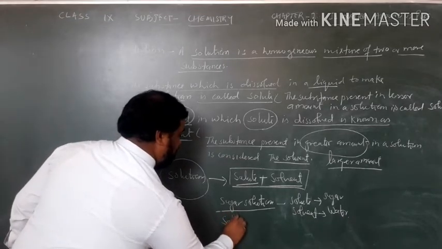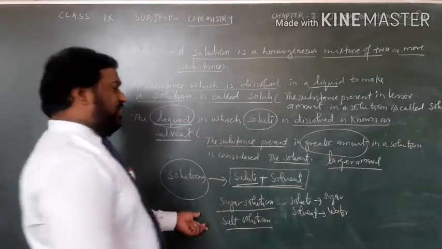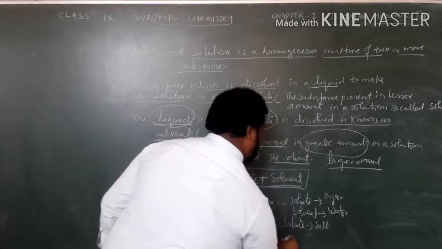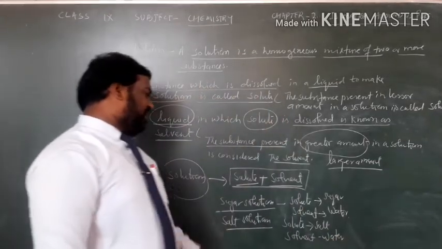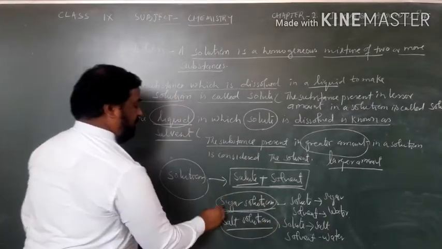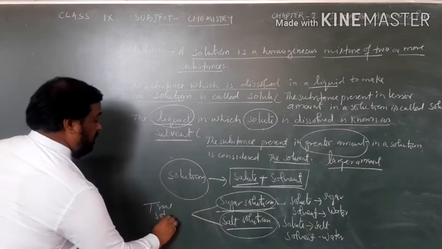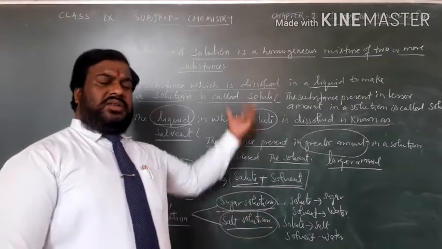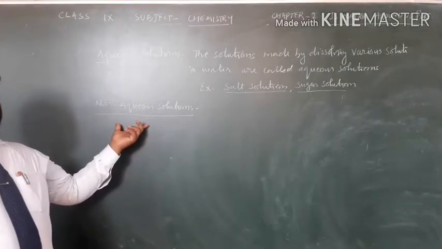Second is salt solution. Here the solute is salt and the solvent is water. So dear student, sugar solution and salt solution are both known as true solutions. So one is aqueous solution and another is non-aqueous solution.